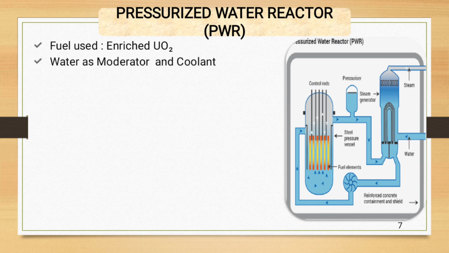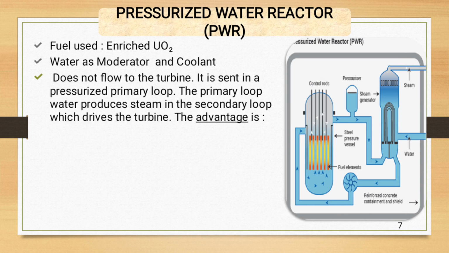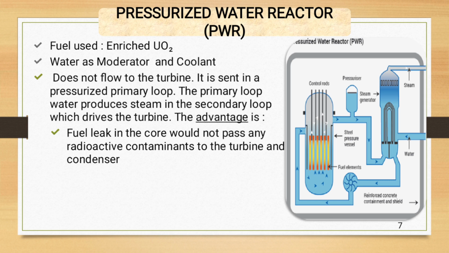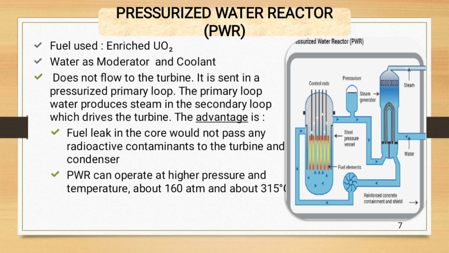Water is used as moderator and coolant. The water does not flow to the turbine directly. It is sent to the pressurized primary loop, and then the primary loop water produces steam in the secondary loop which drives the turbine. The advantage is fuel leak in the core would not pass any radioactive contaminants to the turbine and condenser. Pressurized water reactor can operate at high pressure and temperature, about 160 atm and about 315 degrees Celsius.